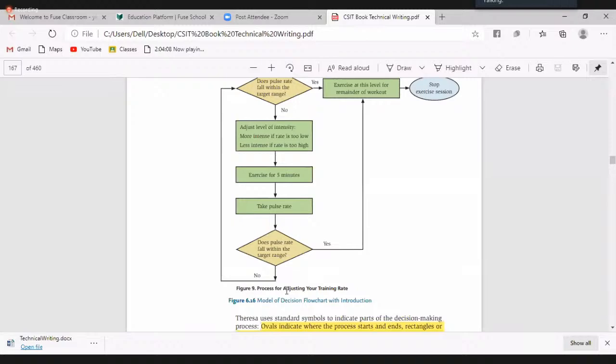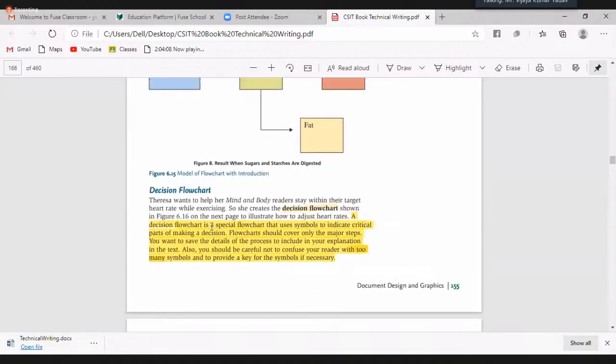That is given here. Okay, so in a flow chart, we use different symbols to indicate critical parts of making decisions, isn't it? But we should never overuse the symbols, because overuse of the symbols makes the readers confused.